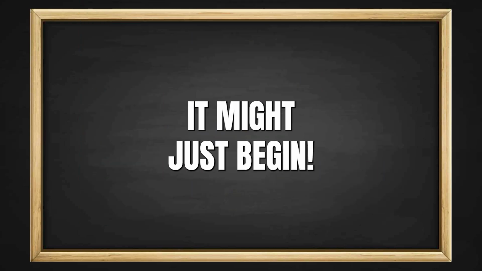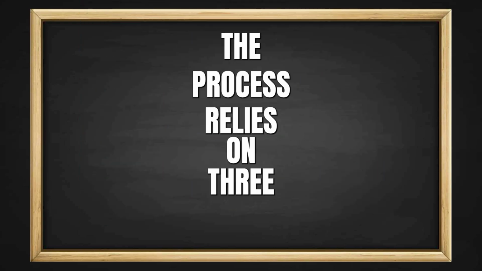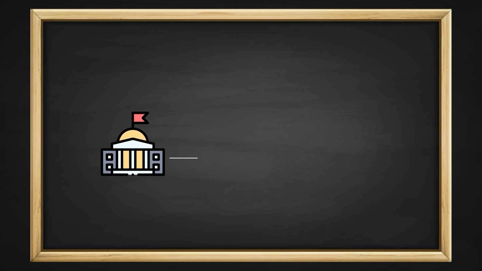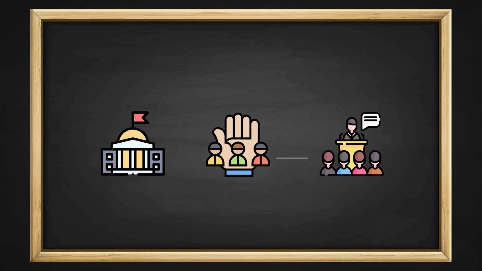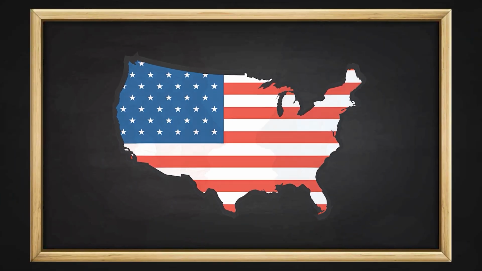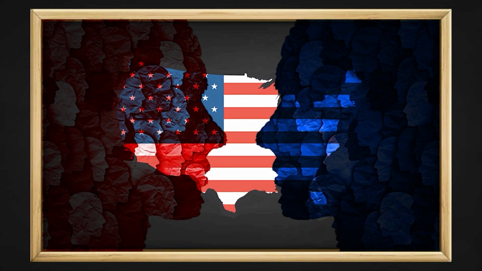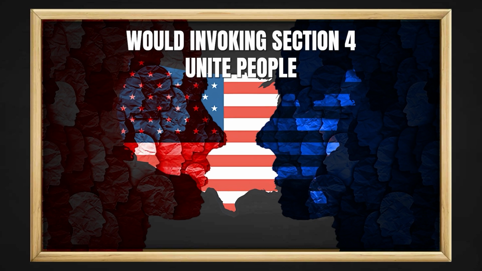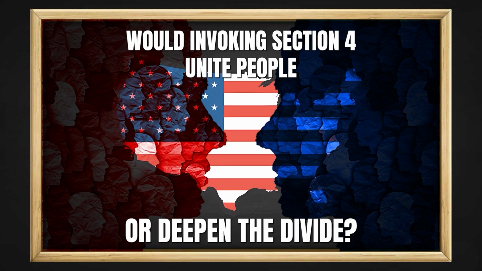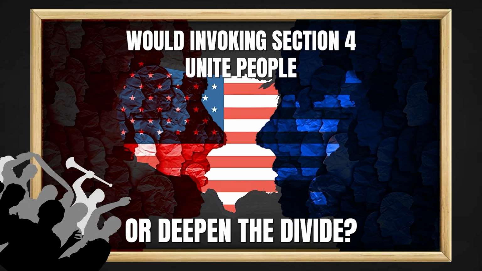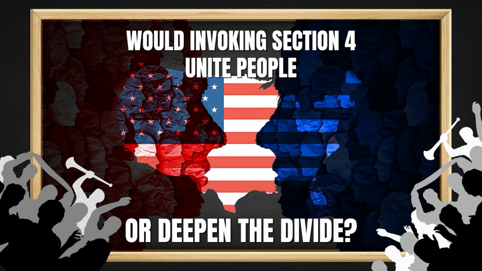It might just begin. The process relies on 3 fragile pillars: trust in institutions, bipartisan cooperation, and public support. And let's be honest, these pillars are cracking under the weight of today's hyperpolarized politics. Think about it. In a nation where a good chunk of the population already views the other side as an existential threat, would invoking Section 4 unite people or deepen the divide? Would supporters of the president see it as a constitutional necessity or as a political coup?